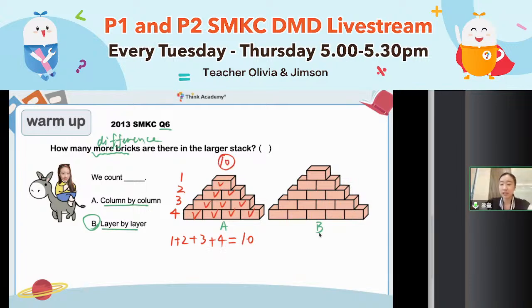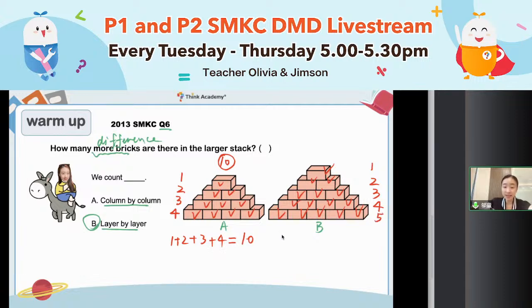Now let's move on to pile B. Still following the same direction, from top to bottom, we count them layer by layer. That is 1. Then we have 2. The third layer, we count 3. The fourth layer has 4 bricks. Then how many bricks are on the bottom layer? Quite well, that will be 5.